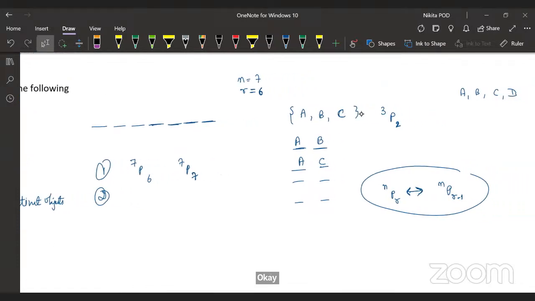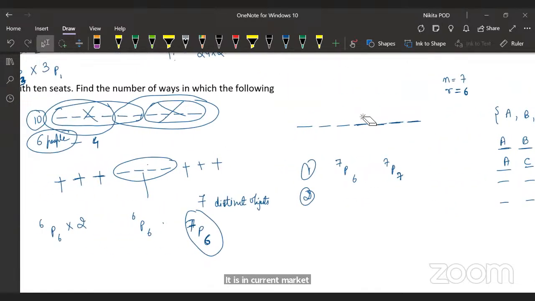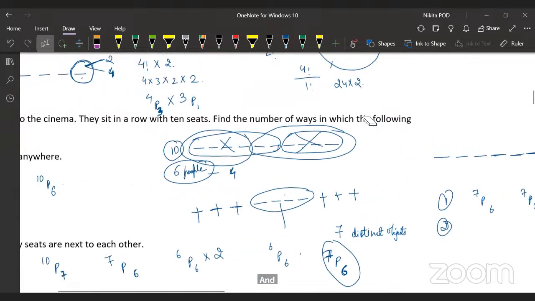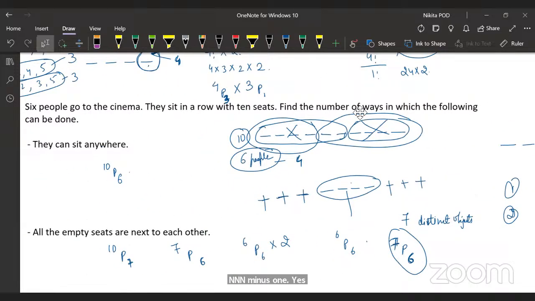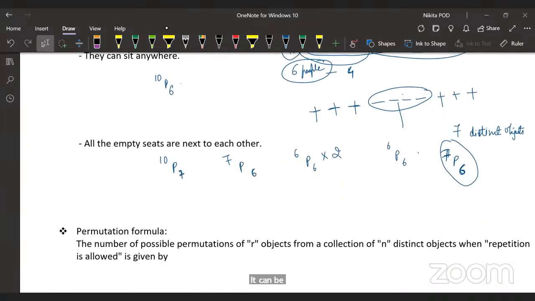Yeah, okay. Basically, nPn is the same as nPn minus 1. So I should write it as nPn. Yeah, nPn, I should not write r. So what we are saying is that nPn is the same as nPn minus 1.